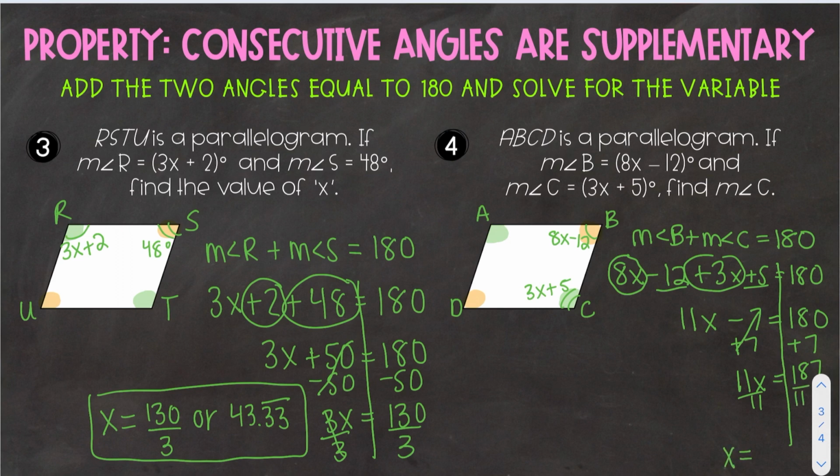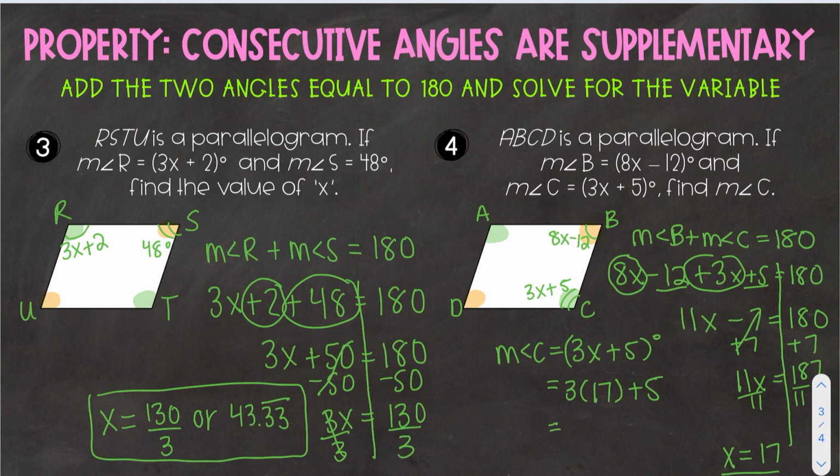So now we would have to do 187 divided by 11, and we get x equals 17. Now the question says find the measure of angle C. Looking at our picture, we labeled angle C as 3x plus 5. So now we need to plug in the value of x in angle C. We need to plug in 3 times 17, because that's the value of x, plus 5 to figure out how many degrees angle C is.